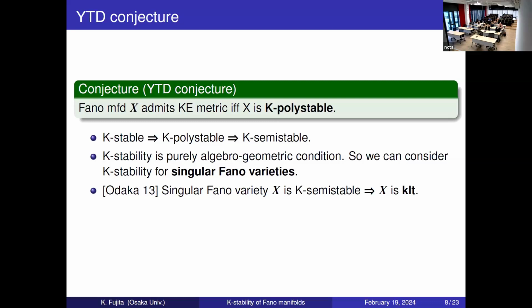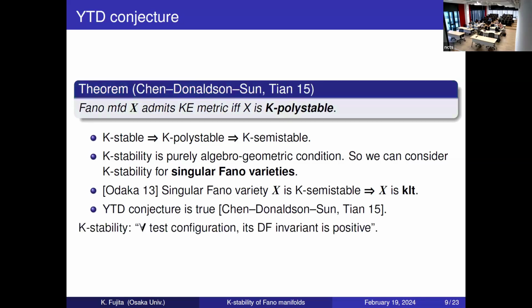Okay, so thanks to Odaka's result, from now on we consider the K-stability and K-polystability problem only for KLT Fano varieties. About nine years ago, the YTD conjecture was solved by Chen-Donaldson-Sun and Tian independently. So I said conjecture, but it's a theorem.